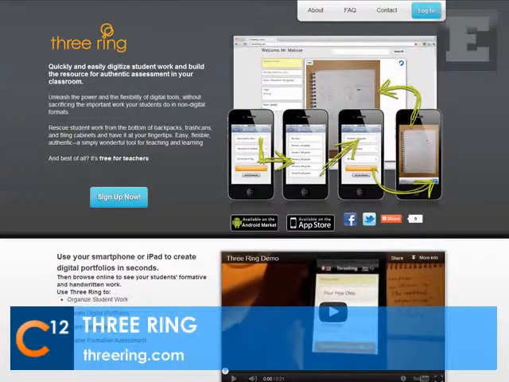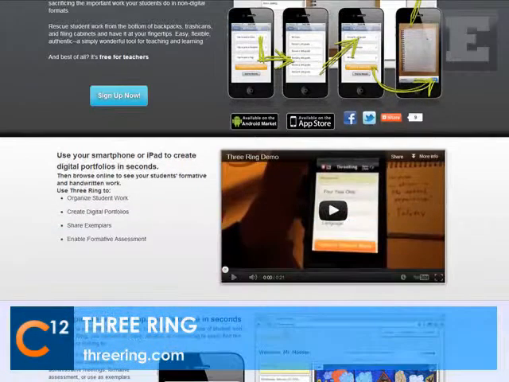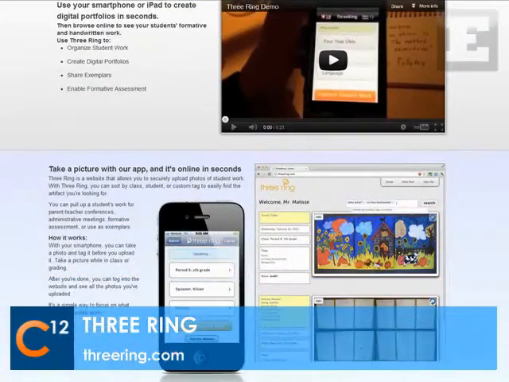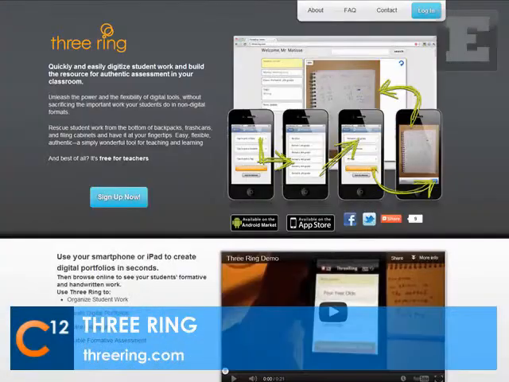Really, this is something well worth checking out. It's just 3ring.com, THREERING.com. Apps for both Android and iPhone, well worth checking out. This was originally shared by Audrey Watters, and then via Hack Education, then via Richard Byrne last week for our ill-fated conversation about these tools. So well worth checking out.